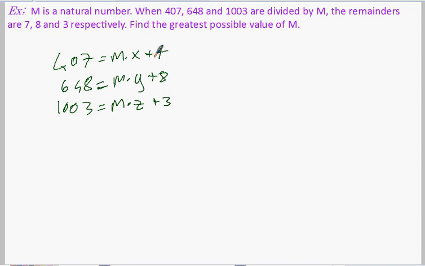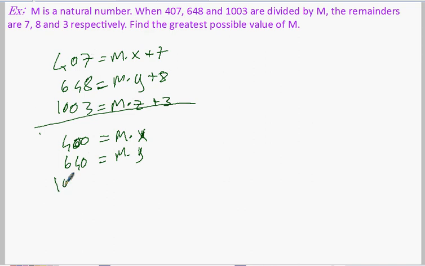So this is like simply moving the numbers to the other side. If you move those numbers to the other side, you will have 400 plus 7 on the other side minus 7, so it's going to be 400 equals m times x, plus 8 on the other side 640 equals m times y, and plus 3 on the other side as minus 3, 1000 equals m times z. So I need a number which divides all of those numbers, like 10. But what is the biggest one? The greatest one. So it has the greatest common factor.